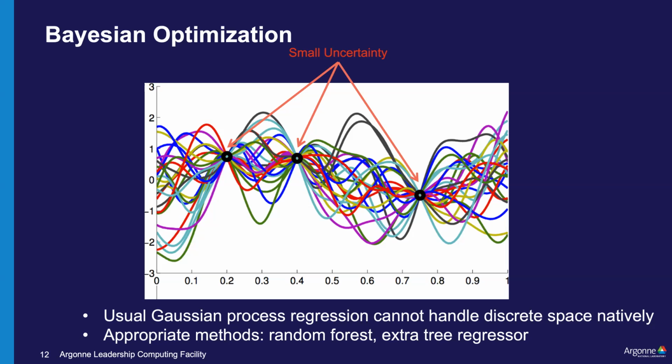In our case, we don't use Gaussian processes. We use model-based search, and we have machine learning algorithms such as random forest and extra tree regressor for the estimation of the surrogate model. So we don't have this problem.